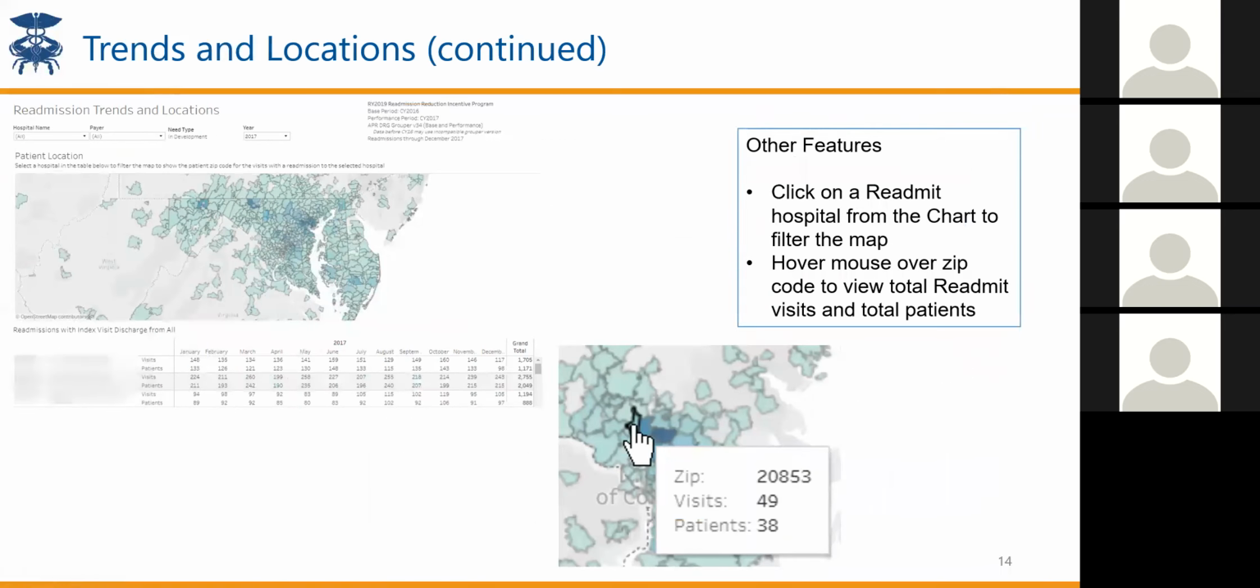A couple other things you can do with the trends and locations report: you can click on the readmission hospital on the chart, and that filters the map above to only those patients and visits where the hospital you clicked on was the readmission hospital. Then you can hover over each of the geographic areas, the zip codes, and look at the number of readmit visits, and then the patients that roll up to those 49 readmission visits.